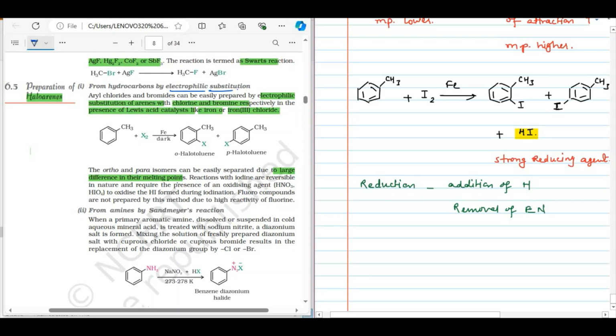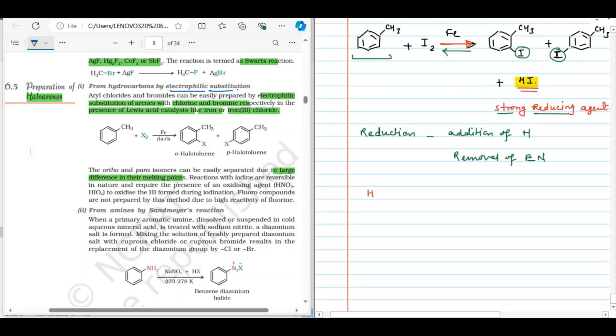So because of the formation of HI, and as it is a strong reducing agent, it removes iodine from the formed product. When it removes iodine from the formed product and adds hydrogen in place of iodine, it results in the formation of the reactant again. So that's why, because of the formation of HI, this reaction is reversible in nature. If somehow we are able to destroy the formed HI, this reaction can be performed in one direction, that is forward direction only.